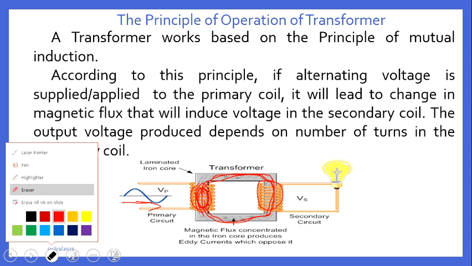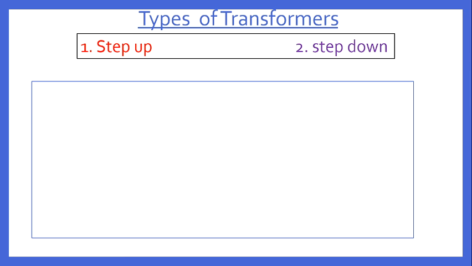So let's look at the types of transformer that we have. Basically, in terms of what you are stepping up or stepping down, we can classify transformers into either voltage transformers or current transformers. But for this case, we are focusing on the type of output being generated. So based on the outputs, we have two types of transformer: the step-up transformer, and the step-down transformer.